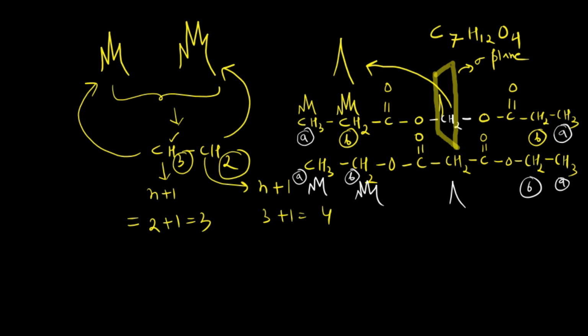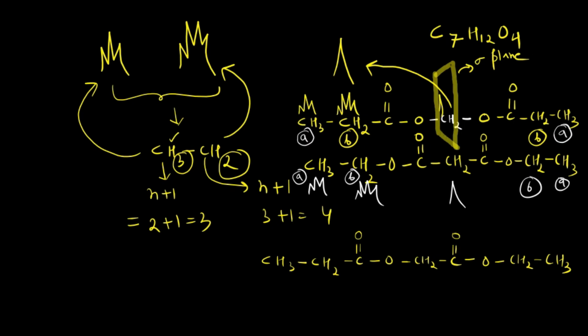What if I think about another possibility as well? Before going to the other possibility, you can observe that another plane of symmetry is also there, which is why this half and this half are identical. So the next possibility could be like this: CH3, CH2, C double bond O, O, CH2, C double bond O, O, CH2, CH3. All of these have the same molecular formula, C7H12O4.